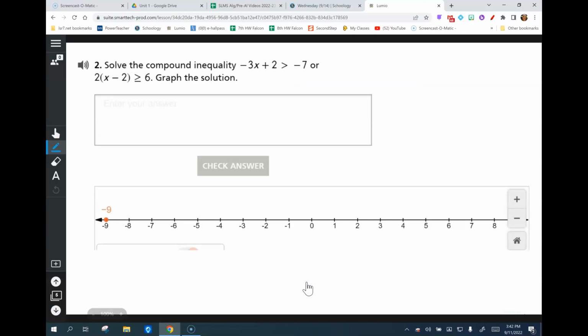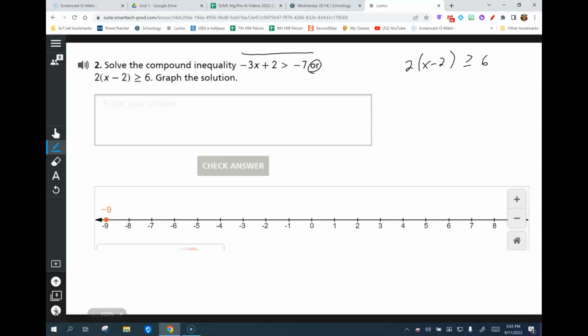Solve the compound inequality negative 3x plus 2 is less than negative 7, or 2 times the quantity x minus 2 is greater than or equal to 6. This one is in your book, so I'm going to solve this first inequality, this one right here. I'm going to solve negative 3x plus 2, leave that there, and rewrite the 2 times the quantity x minus 2 is greater than or equal to 6 right over here. And all we have to do is solve each inequality.